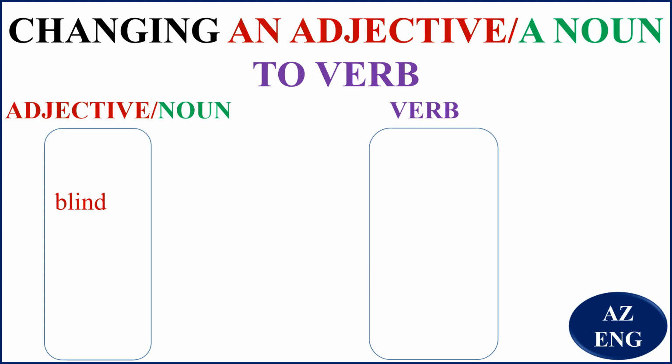Blind, someone who can't see, right? They are blind. So to make someone blind, we say what? Blind. Be careful so that you do not blind people's children. That is, you do not make them blind.